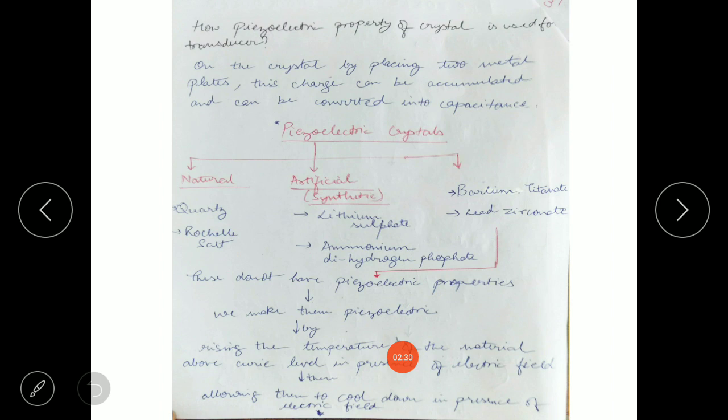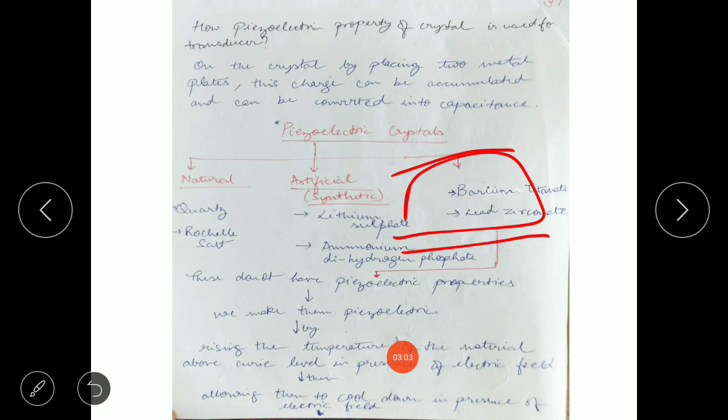Now we know this fact that when force is applied on piezoelectric crystals or materials, charge will get generated. It means we are applying force as an input and we are getting charge as an output from the piezoelectric crystals. Now how is this piezoelectric crystal used for a transducer? What will happen when you place two metal electrodes on the sides of the piezoelectric crystal?